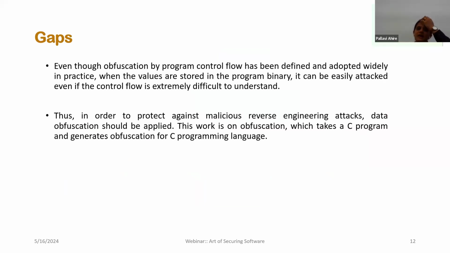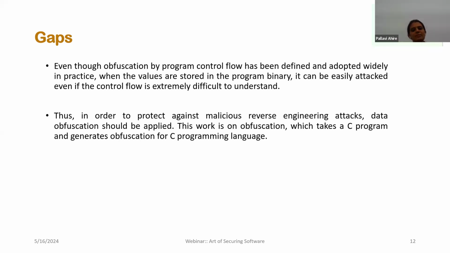So as I said, even though we have obfuscation by control flow, by transformative flow, or by graded encoding mechanism, and even though it is widely used in practice, whenever values are stored into the program binary, because the computer always understands binary language, there are possibilities that your code may be attacked. And in that case, detecting that flow of control would be very, very difficult. So in order to protect against all sorts of malicious reverse engineering attacks, we have to apply a data obfuscation mechanism. So we will be taking some C programs.